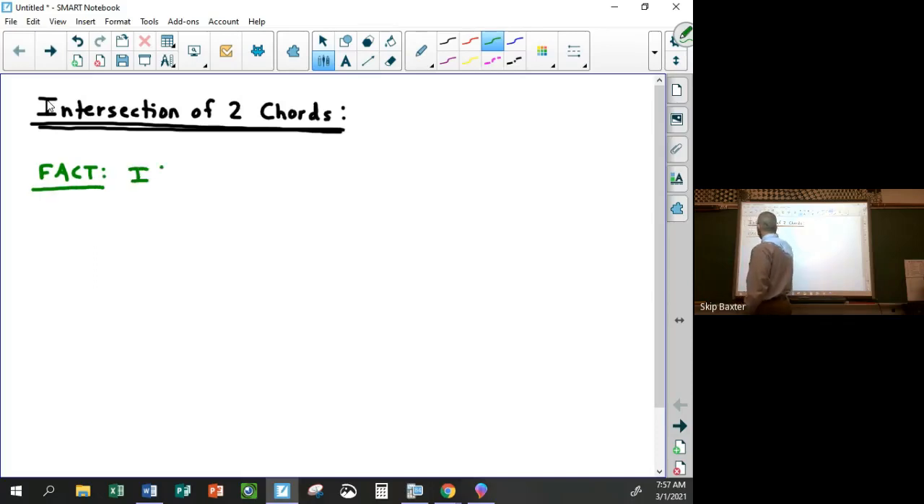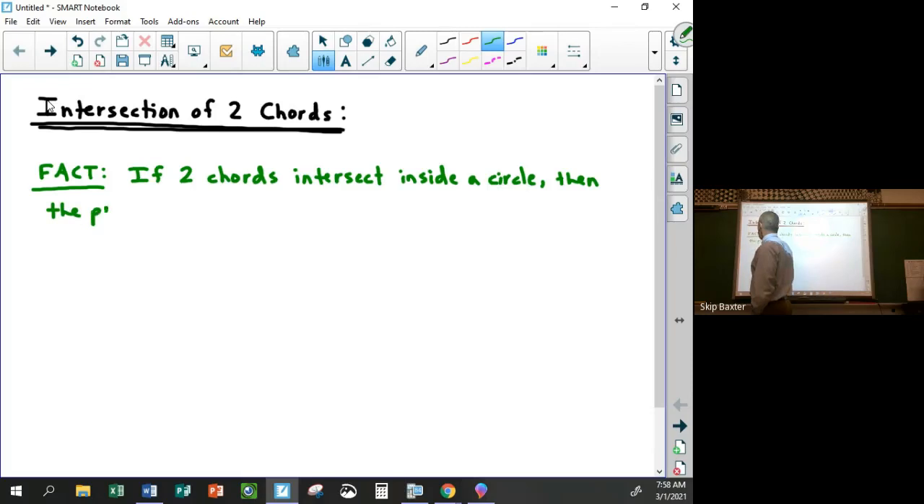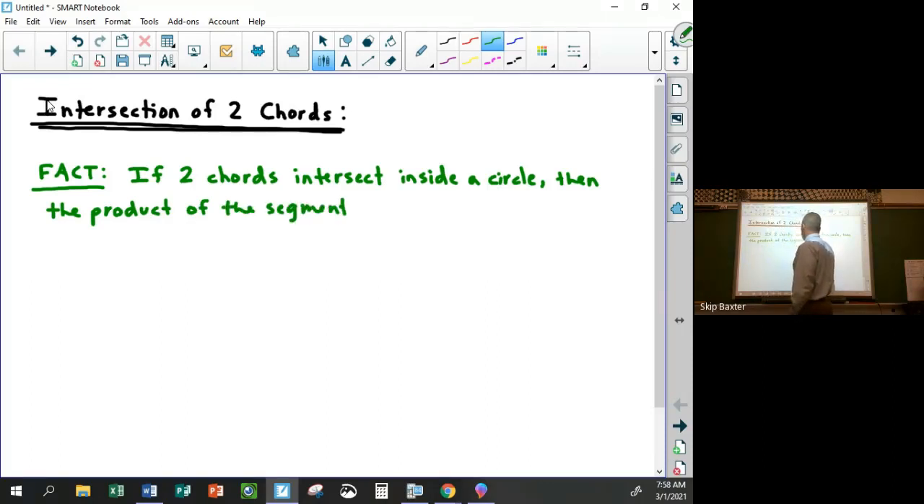Two chords intersect inside a circle. Then the product of the segments of one chord equals the product of the segments of the other chord.